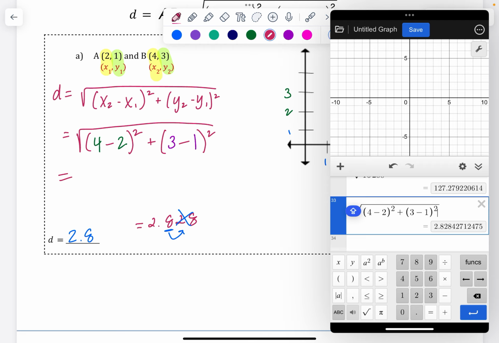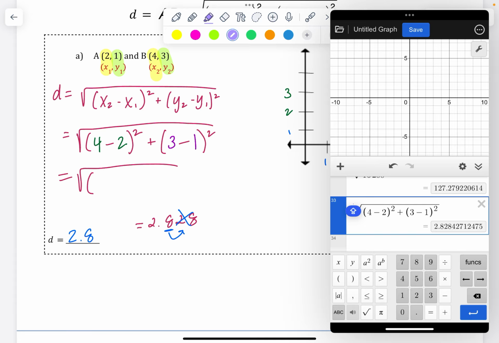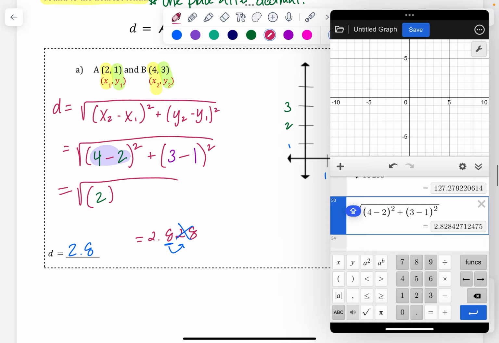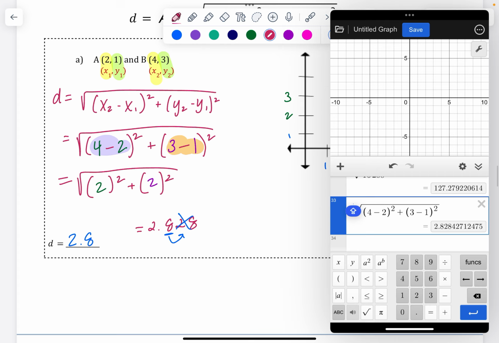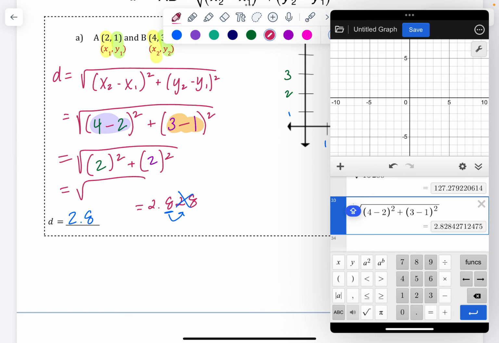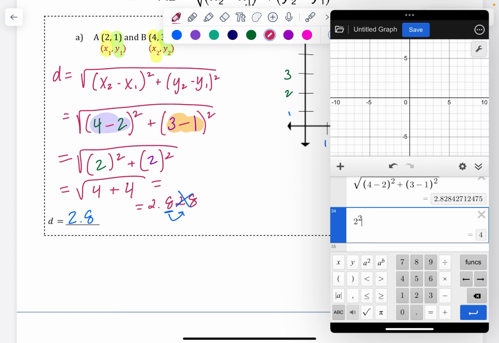If I were to keep going, I would have to calculate 4 minus 2. What's 4 minus 2? 2, right? So this becomes 2, quantity squared, plus, and then I'm going to calculate 3 minus 1. 3 minus 1 is 2, quantity squared. And I'm going to keep going. 2 squared, if I were to plug it in, is just 4. So this becomes 4 plus 4, which becomes radical 8, right?